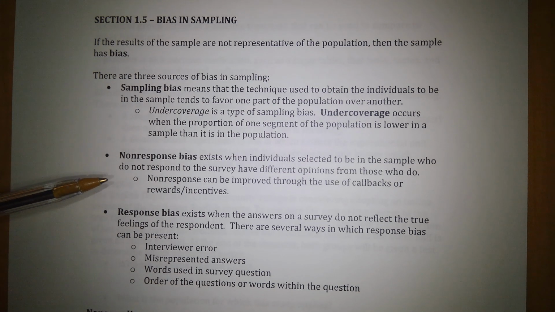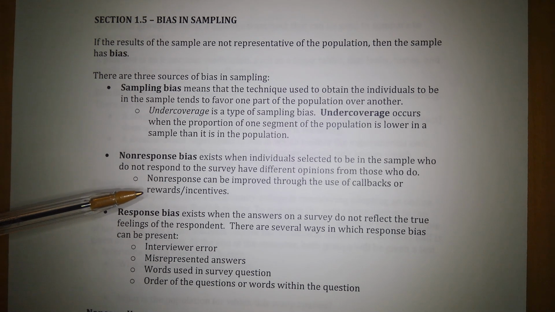Then there's non-response bias. This exists when individuals selected in a sample do not respond, or have different opinions. You'll usually find those that respond to a survey are ones that have strong opinions, usually negative, sometimes positive. But if they don't really have an opinion, then they're not going to respond. And non-response bias is also considered a bias. This can be improved through the use of calling them back or giving them rewards or incentives if they do reply.